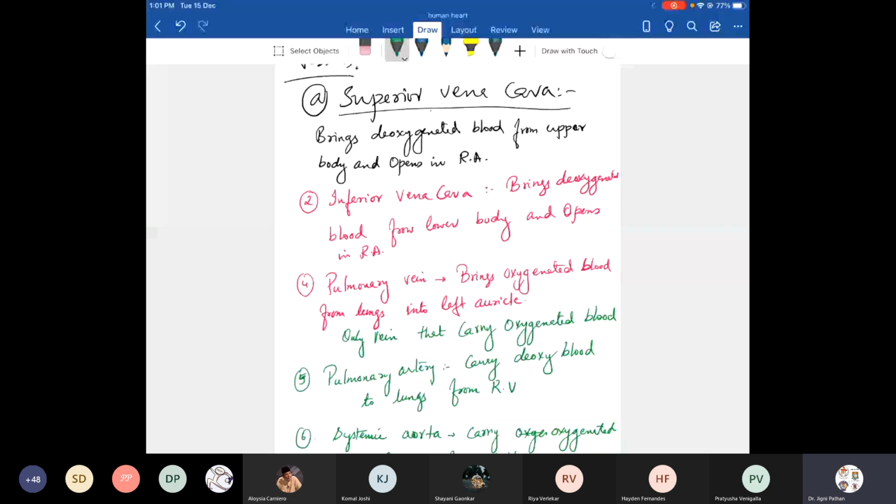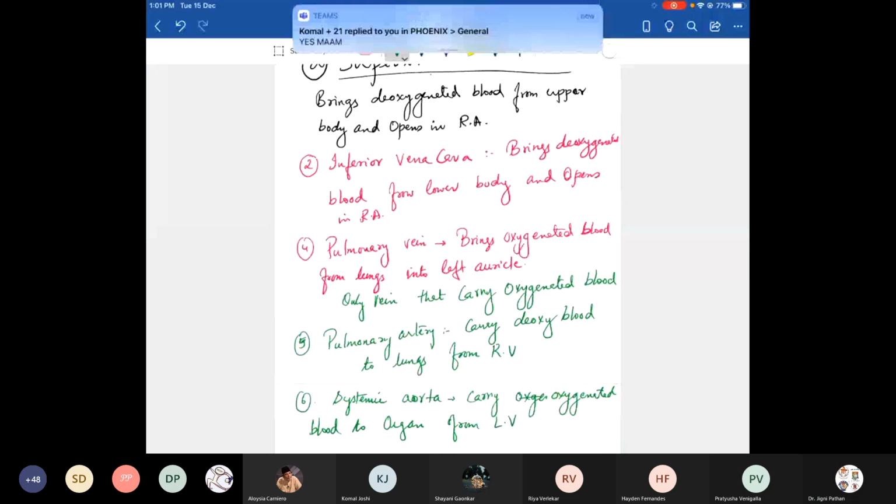Okay, fine. Come on. Systemic aorta carries oxygenated blood to the organs from the left ventricle. I hope you understood this. All the points are mentioned to you.